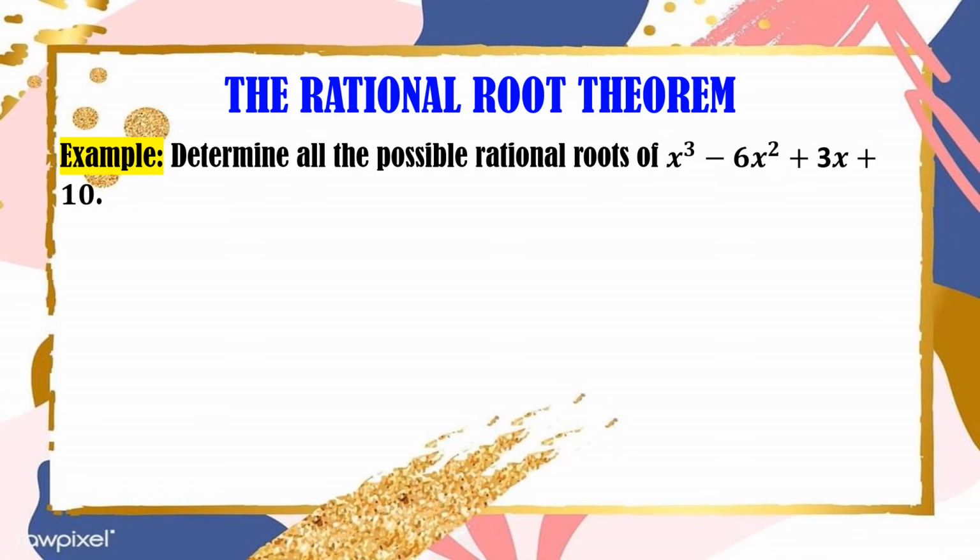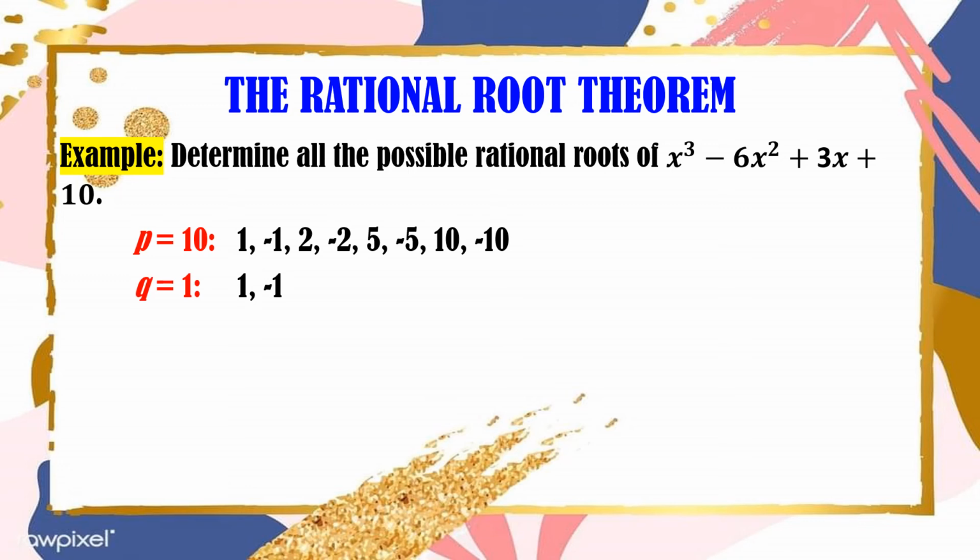The rational root theorem, for example. Determine all the possible rational roots of x cubed minus 6x squared plus 3x plus 10. Remember that the possible rational roots of the rational root theorem are in the form of p over q, where p is from the constant term, and q is from the term that has the highest degree of the exponent.